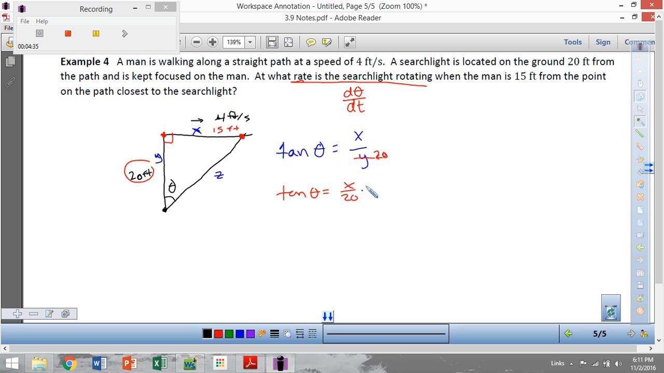And what I'm going to do is multiply by 20. This is just going to make it a little bit easier, so that I have x equals 20 tan theta. I've only got two variables. That's great. I know the rate at which x is changing, right? He's moving along that path at 4 feet per second. So I know that rate, and I'm trying to find the rate at which the angle is changing. So we're good to go. We can go ahead and take the derivative. So dx dt is going to equal 20.